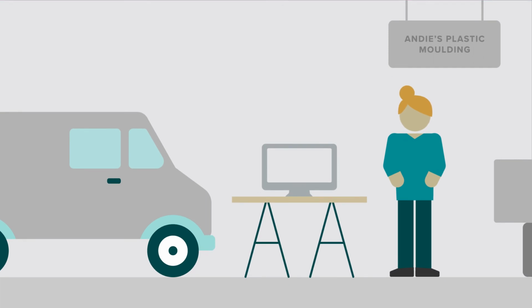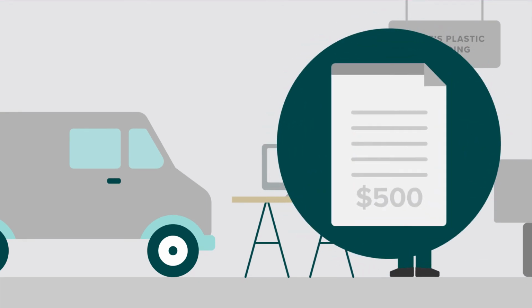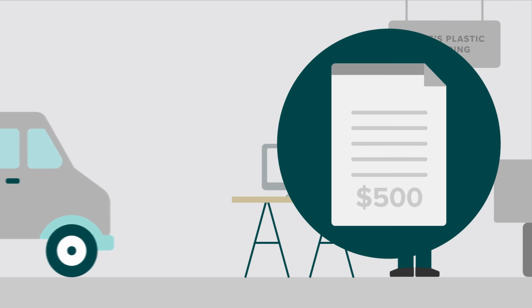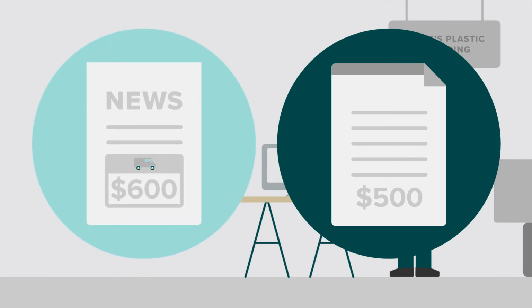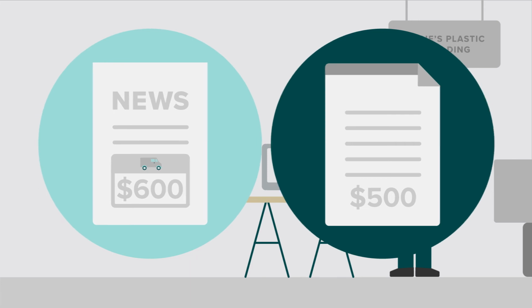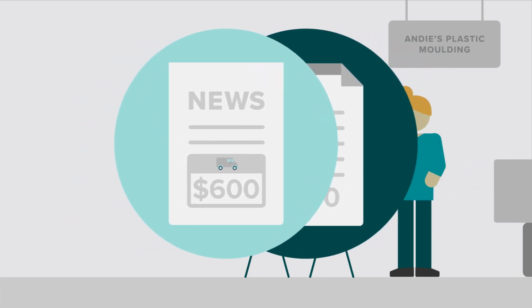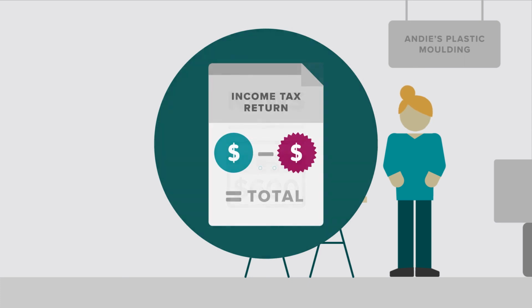Back to Andy. Andy received a valuation of $500 for her truck from a local dealership. Andy then decides to sell her truck. She puts an ad in the paper and sells it for $600. The truck had an adjusted tax value of $500, so Andy includes the $100 gain as income in her tax return. If the truck had sold for $300, that would have been a loss of $200 that Andy could have claimed in her tax return.